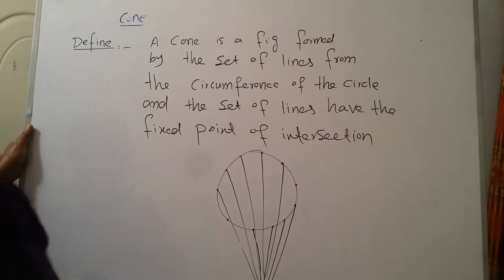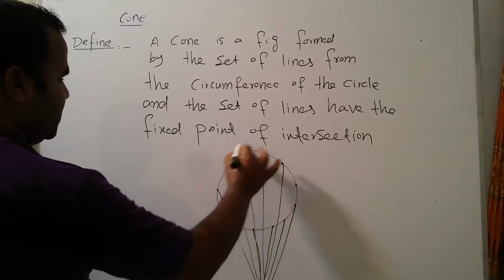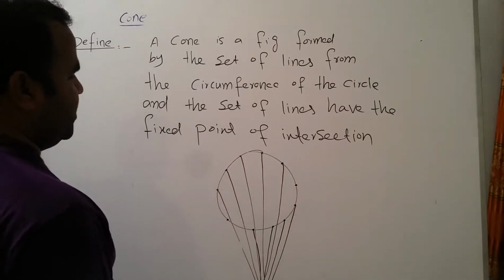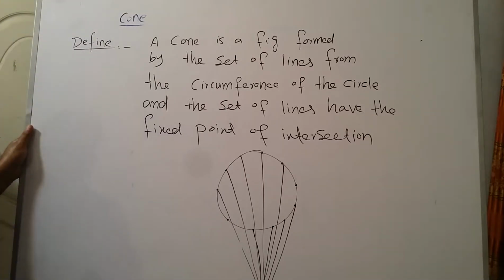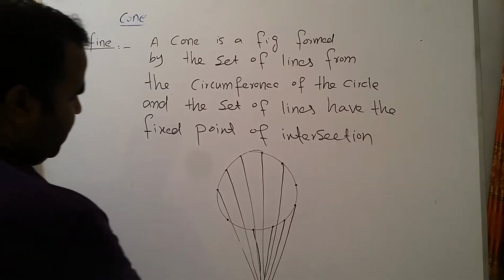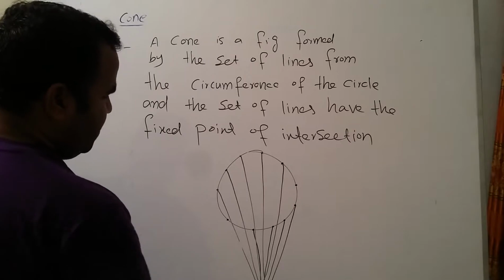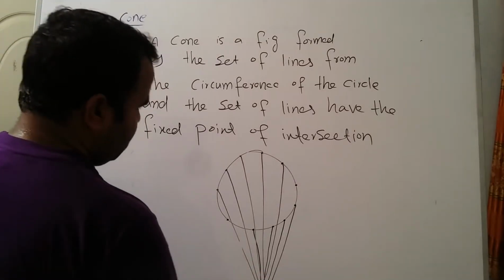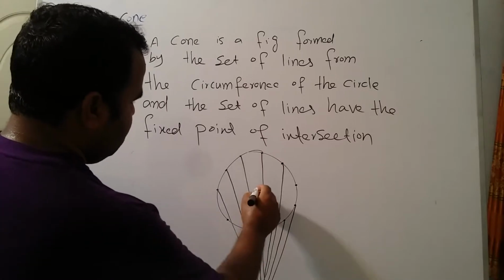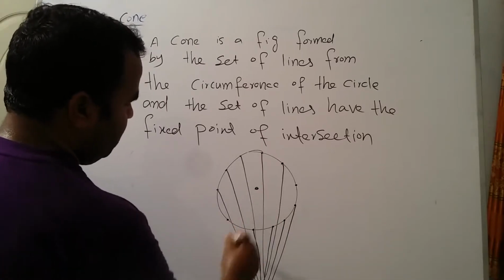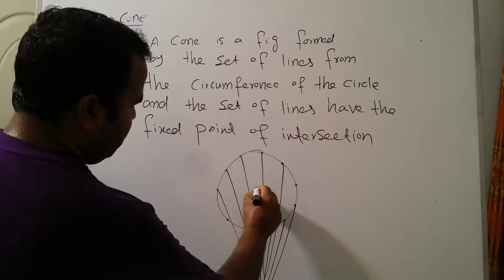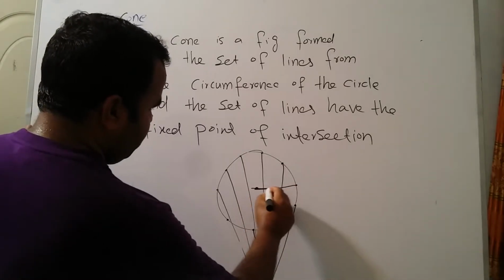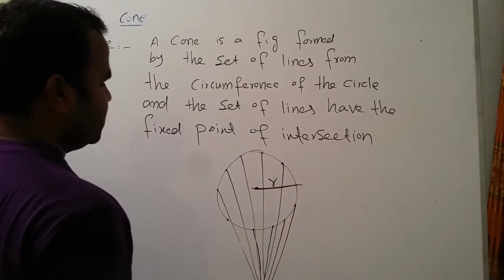The set of lines from the circumference of a circle that meet at a point is called a cone. The fixed point where the lines meet is called the vertex. This is called the center of the cone, and the lines from the center to the circumference are called the radius of the cone.